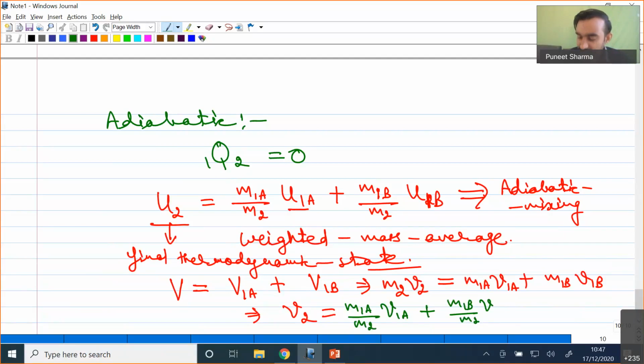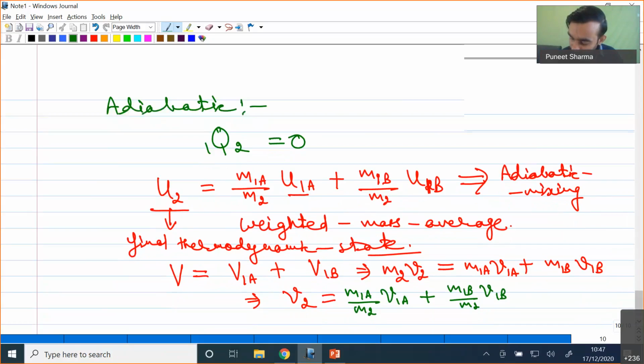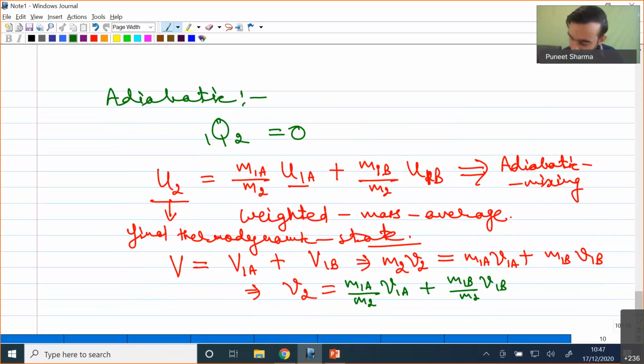So for this type of system, we will have our properties after mixing defined by the weighted mass average of the initial thermodynamic properties. Okay. So this is about the mixing process, where we apply the first law of thermodynamics, our property equations, and our basic rules of conservation to the thermodynamic system which we are trying to analyze.